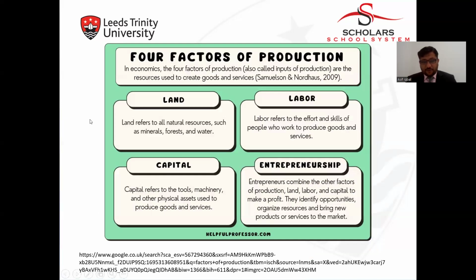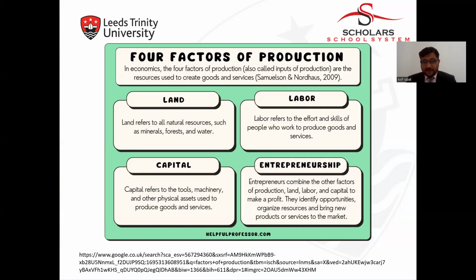There are four factors of production. One is land, another is labor, one is capital, and the last is entrepreneurship. Land. Land refers to all natural sources such as minerals, forests, and water. So that's one of the major factors of production. Without the land, it's not possible to do any type of thing.